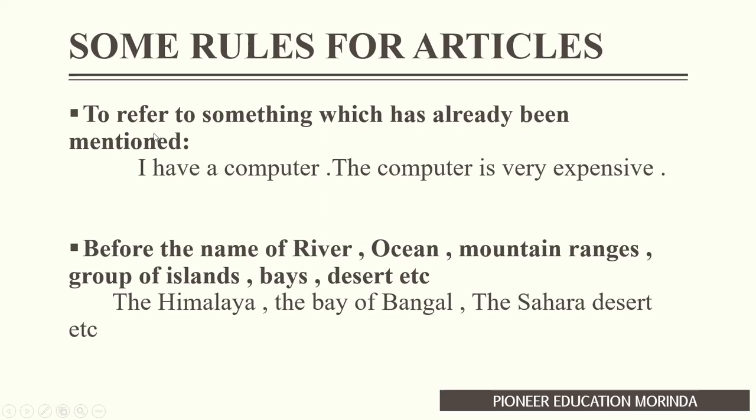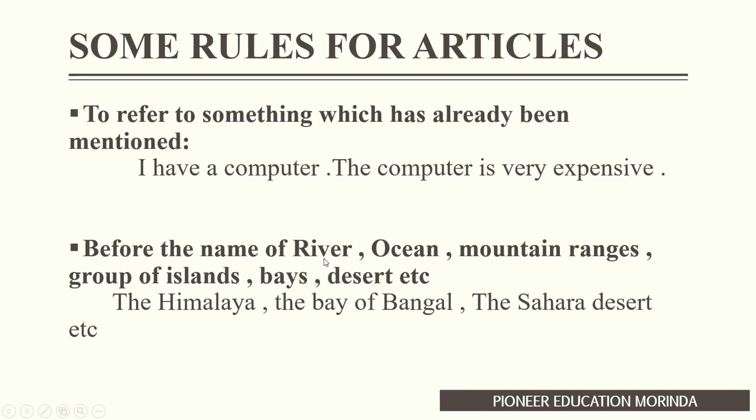When we refer to something which has already been mentioned, we have learned that when we are going to mention something for the first time, we use a. I have a computer. But then we use the. I have a computer. The computer is very expensive. It means I'm talking about the computer that I have.